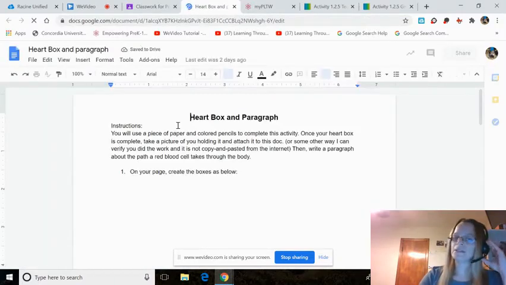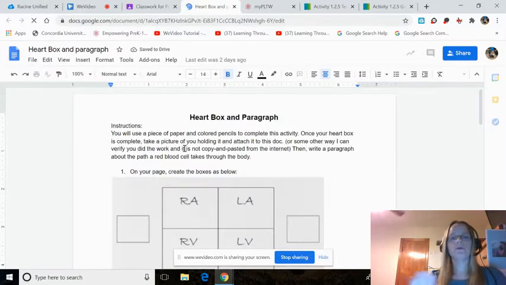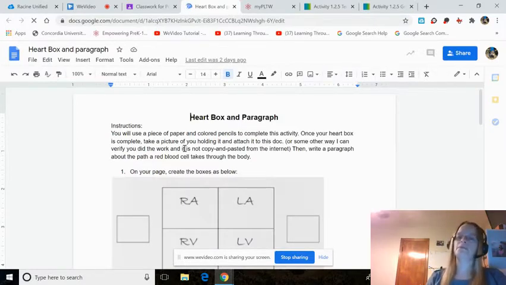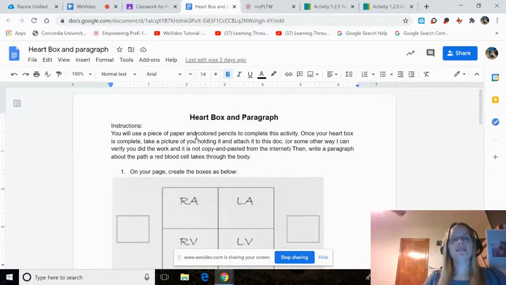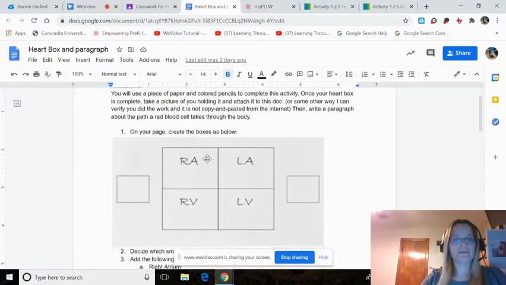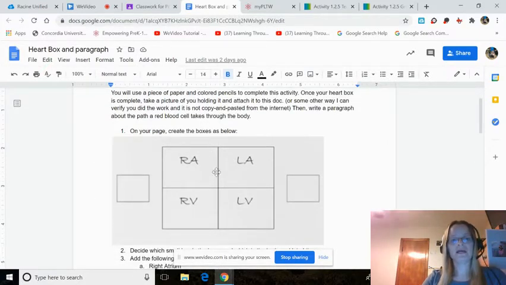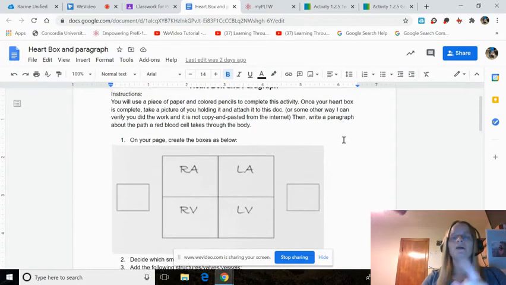Okay? So it says you're going to use a piece of paper, your own paper. It could be lined notebook paper, could be nice plain white paper, could be huge paper, could just be a small 8.5 by 11. Up to you. And you will need a red and blue colored pencil. Okay? You start out like this on your paper and you add in all of the structures down here. Please, when you finish making this, take a picture of it with your cell phone and attach it to this.